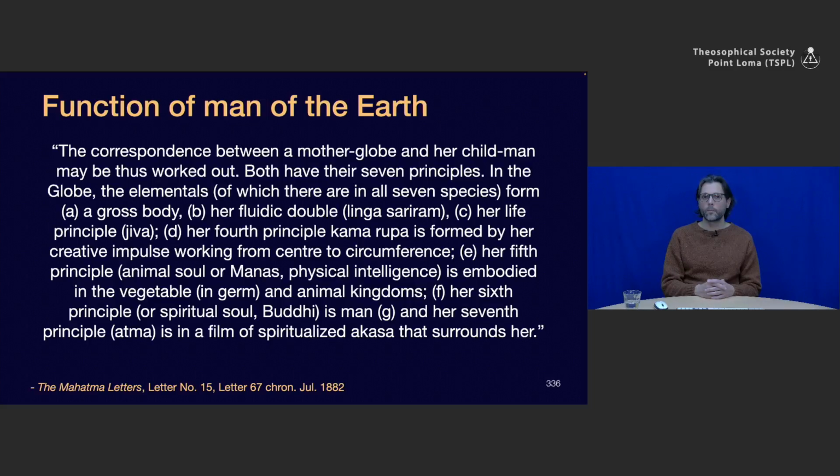Her 5th principle, animal soul or manas, physical intelligence, is embodied in the vegetable, in germ, and animal kingdoms. Her 6th principle, or spiritual soul, buddhi, is man. And her 7th principle, atma, is in a film of spiritualized akasha that surrounds her." Now let us look specifically at what the Master writes about the function of the human kingdom. Humanity then should function as the vehicle of buddhi, the spiritual principle of the globe. In other words, we are an essential organ in the physical functioning of the earth.